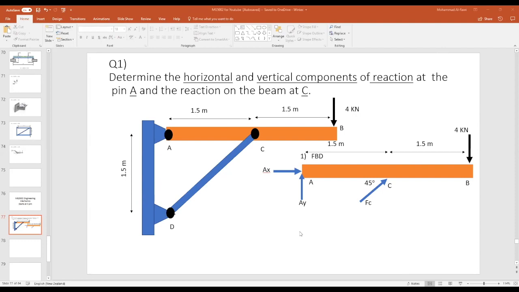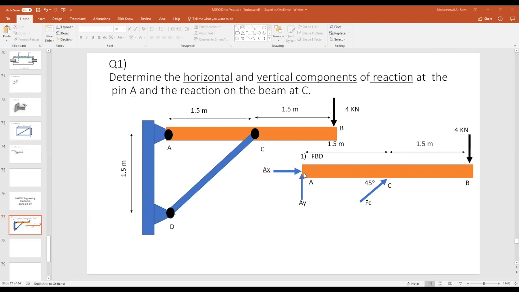Now you say, wow, I like this term, it's very cool. How can I work on that? Maybe I don't like simultaneous equations, so you need to pay attention now to what I'm saying. Look at the information. If you look at point A, point C, and point B: at A, you have two unknowns, AX and AY. At C, you have FC, so one unknown. And at B, you have one known, 4 kilonewtons. So it's wise to take a moment about point A.